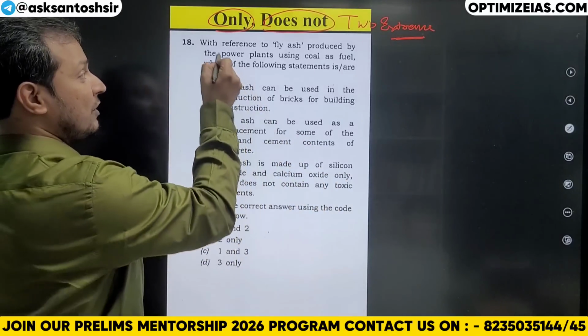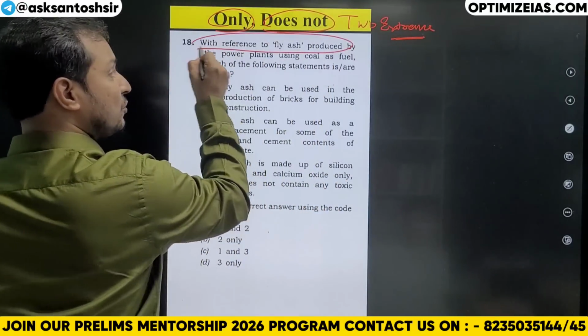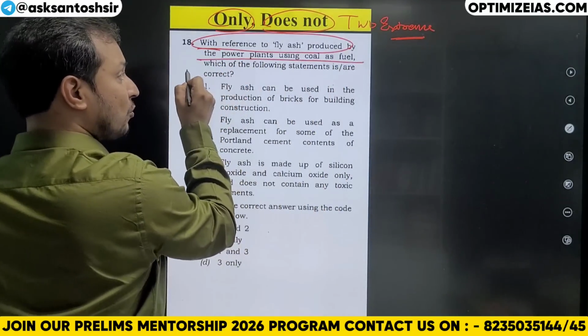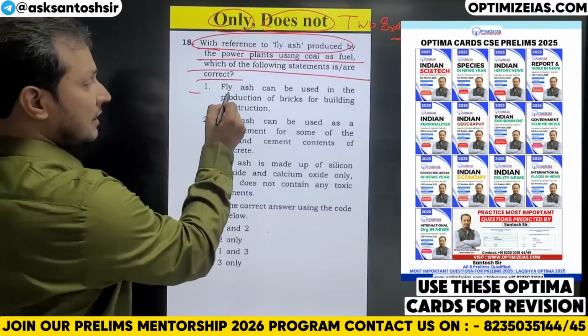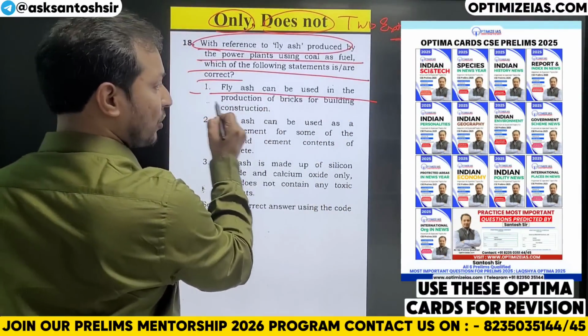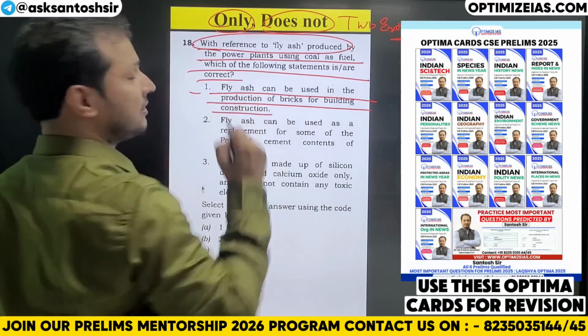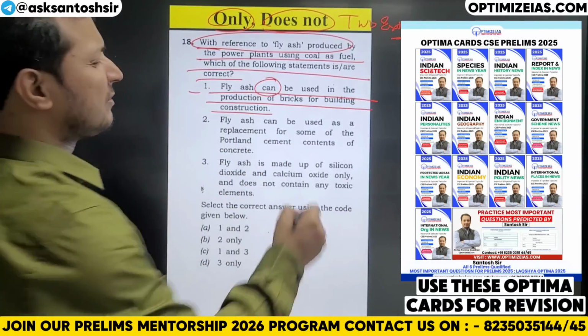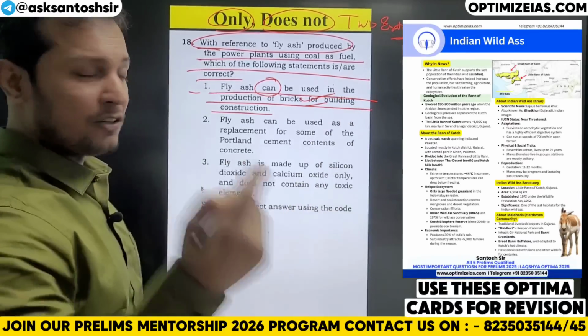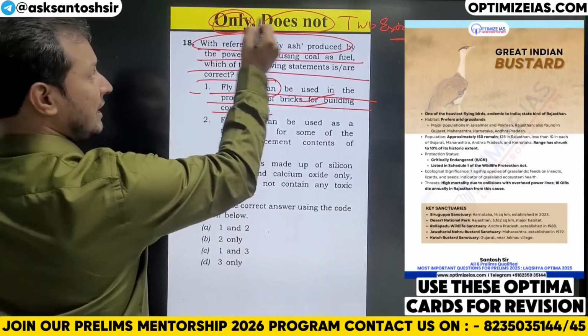Final revision, very useful. With reference to fly ash produced by power plants using coal as fuel, which of the following statements is correct? The first statement says what, guys? Fly ash can be used in the production of building construction. Guys, "can" will be there. Generally "can" is what? Possibility. This will be a correct statement. But we are not talking about that here. We are talking about "only" and "does not".